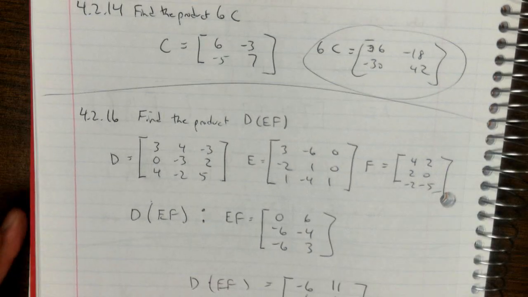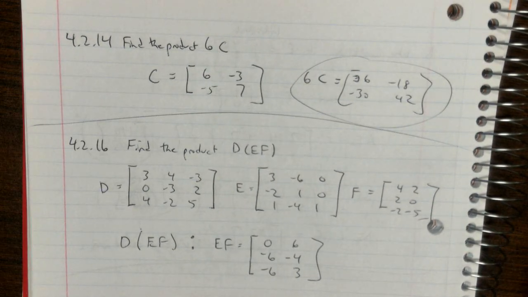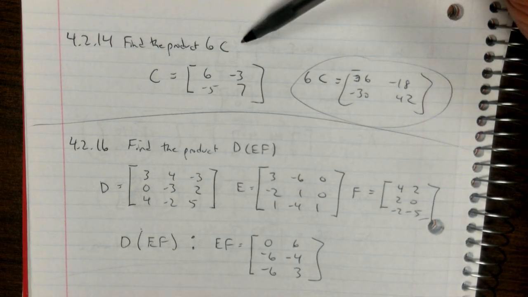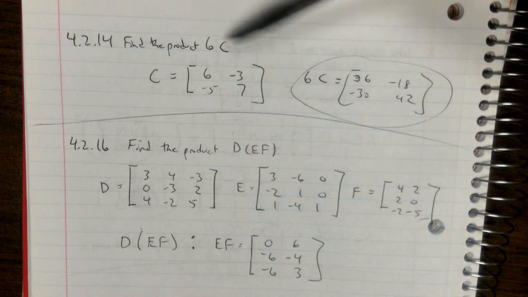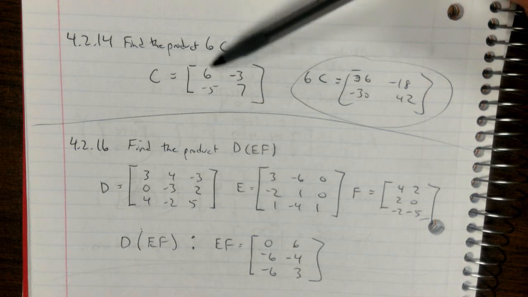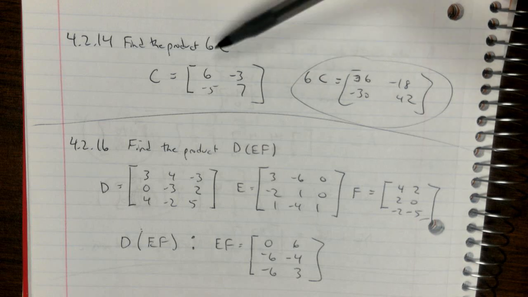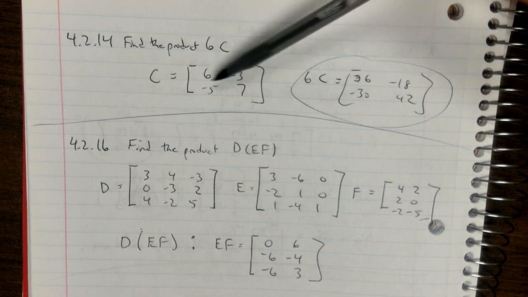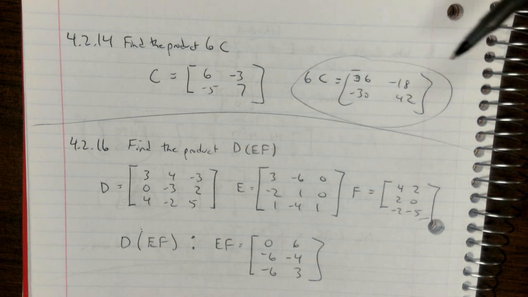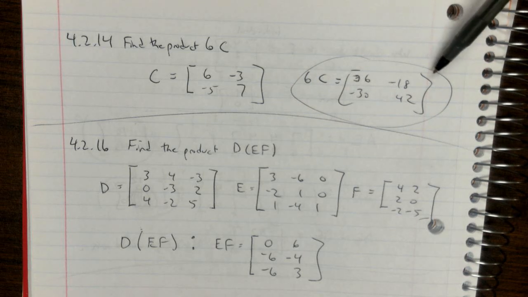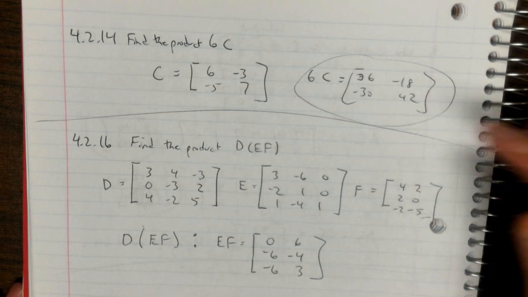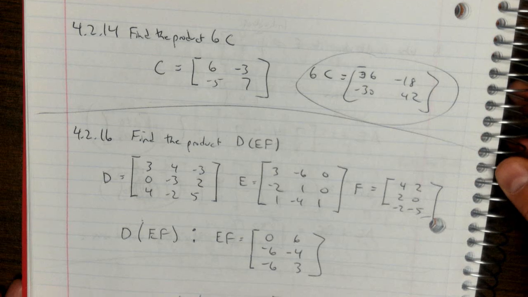Okay, so on your next one, you're doing a simple scalar, 6C. So just 6 times everything. Now on this type, I would just do this mentally. 6 times 6, 6 times -3, and so forth. That's when you really shouldn't need your calculator. Of course, it is possible if you want to do that.